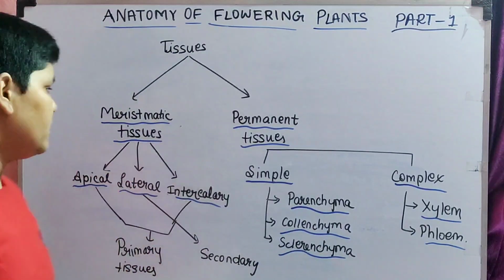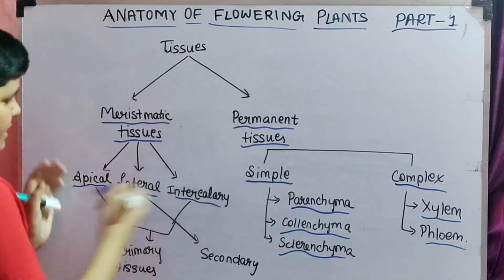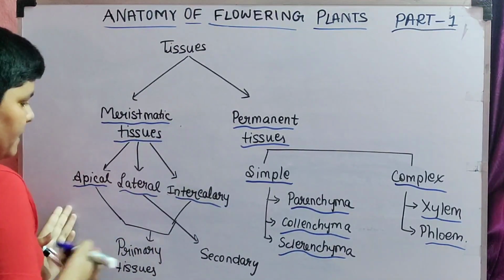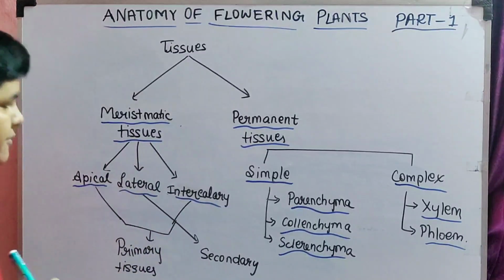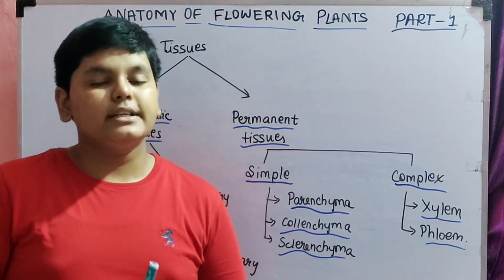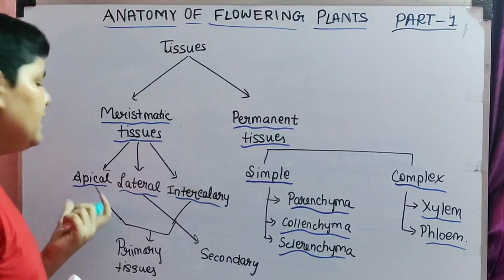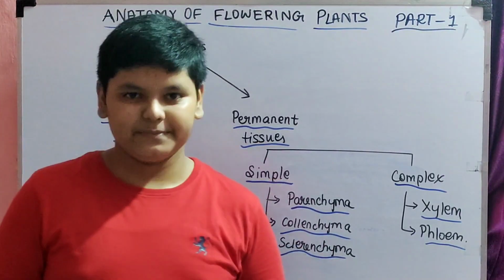So in today's video we will be discussing the meristematic tissues. In that, what are apical, intercalary, and lateral meristem. We will be discussing that. So let us see the first type, which is called the apical meristem.